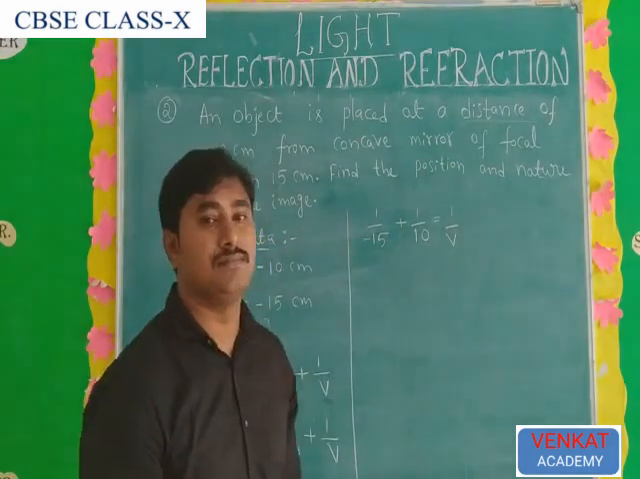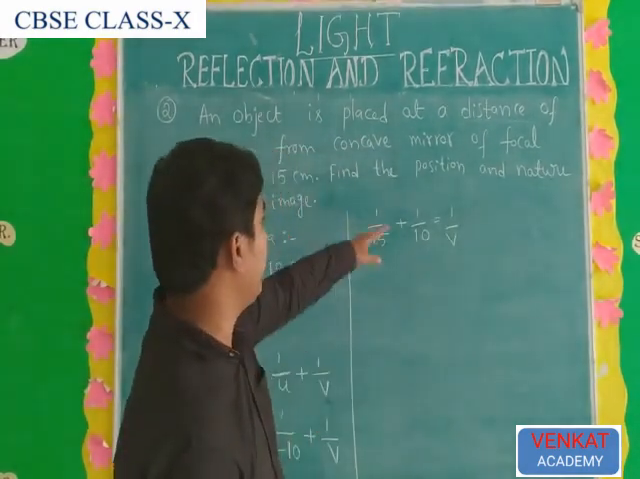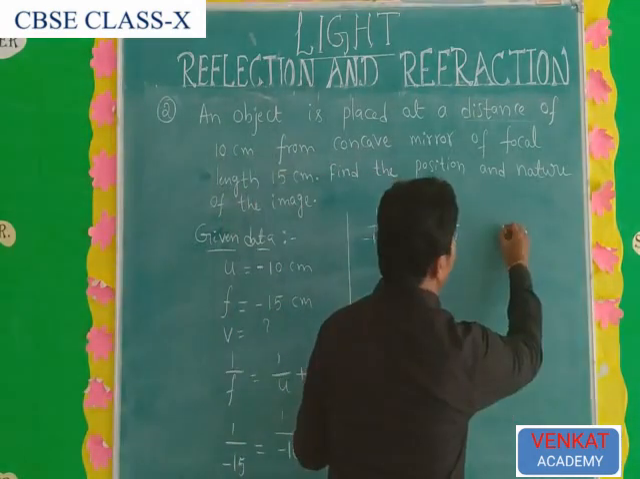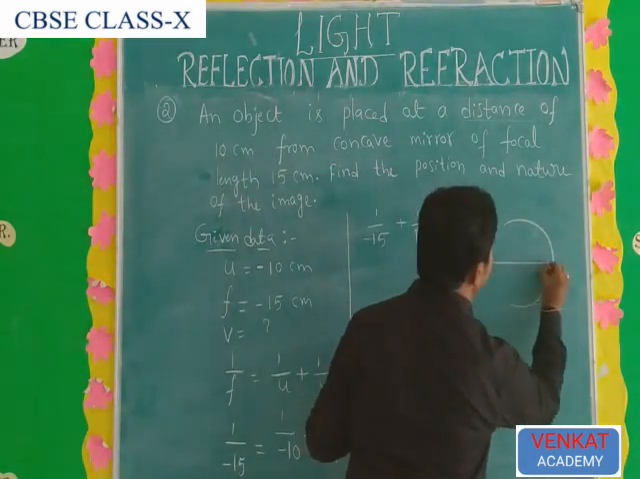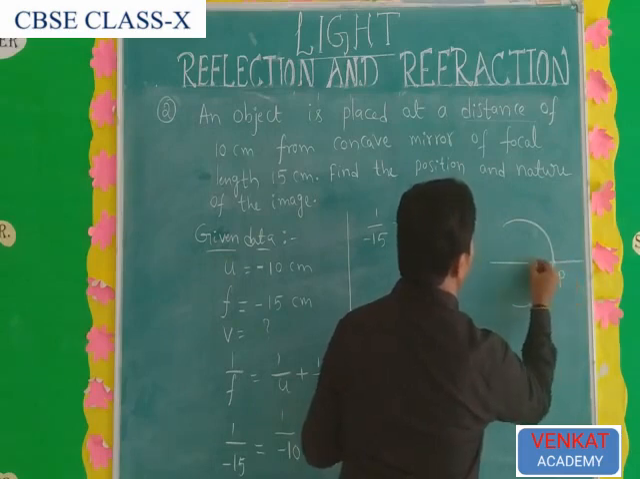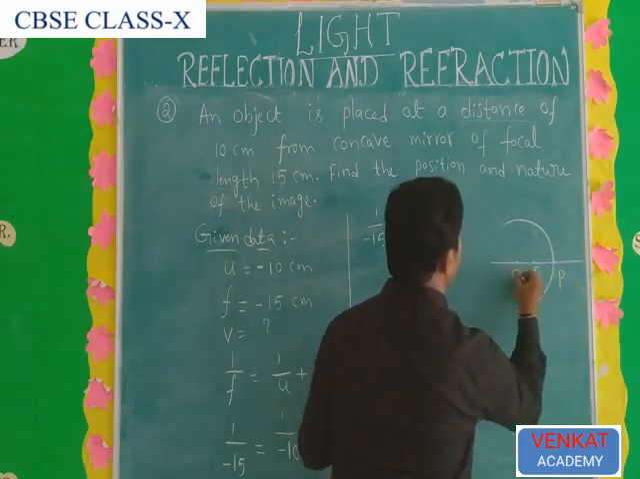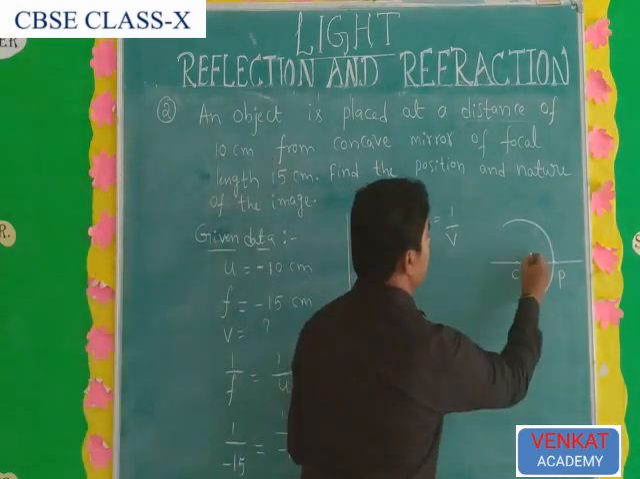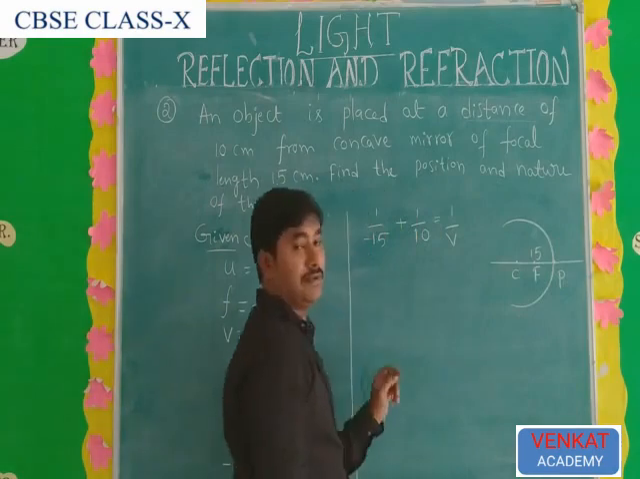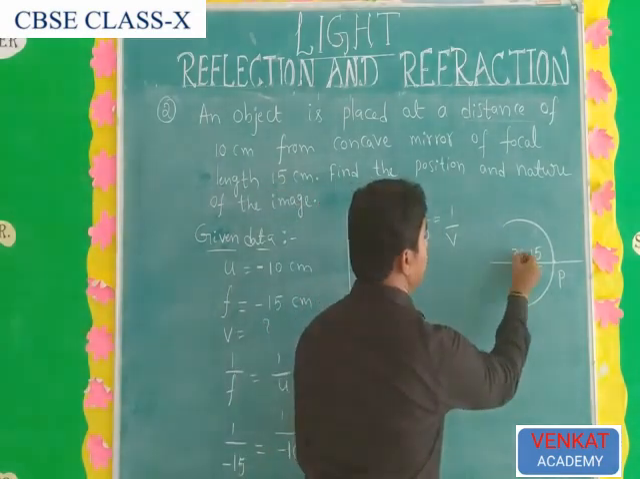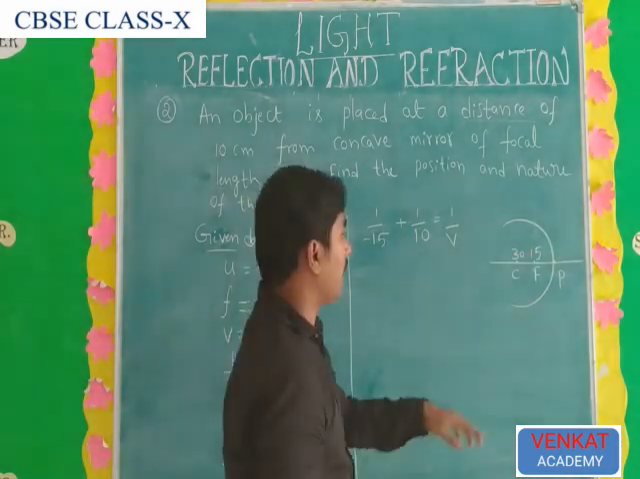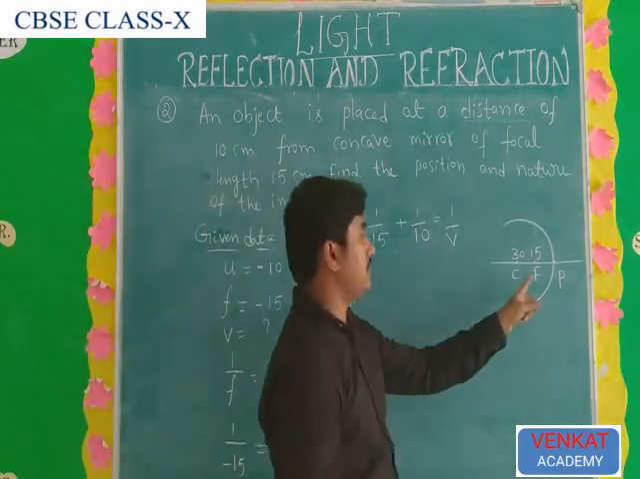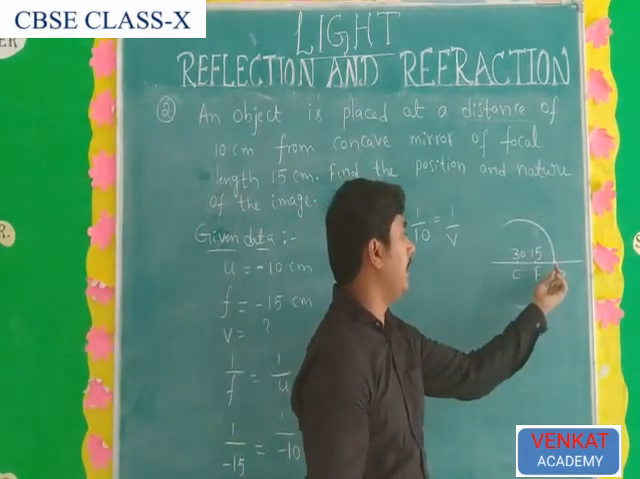Before solving, we have to find the guessing answer. First you have to think which case this is. Draw the diagram first. This is the concave mirror, with focus and center of curvature. You already know the focal length is 15, so the radius of curvature is twice that, 30. But what about the object position? 10 centimeters means the object is between P and F.